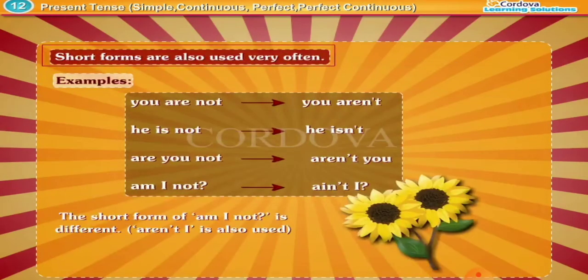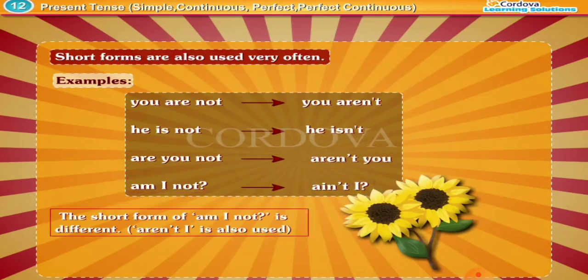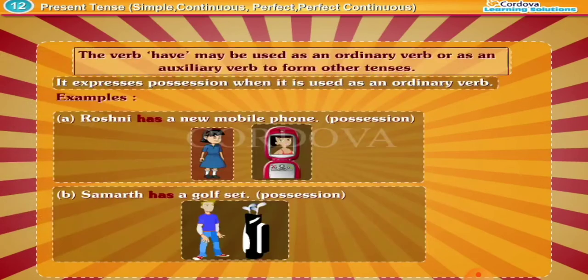Short forms are also used very often. Examples: You are not. You aren't. He is not. He isn't. Are you not? Aren't you? Am I not? Aren't I? The short form of am I not is different. Aren't I is also used.